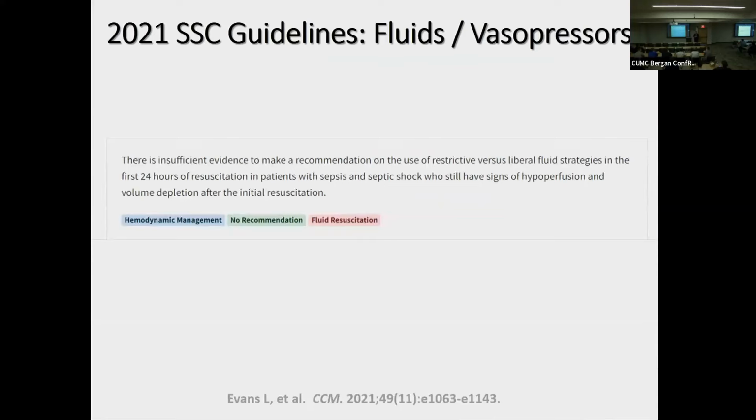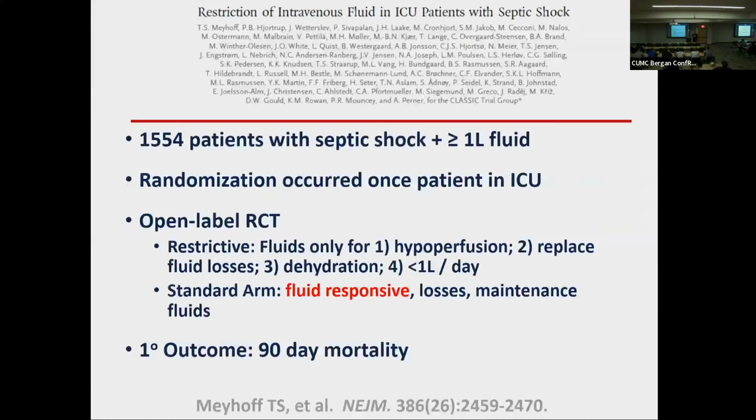And the 2021 guidelines essentially say, we don't know. We don't know whether restrictive versus liberal strategies are better, and we need more information in this realm. Fortunately, and they knew this, there were two trials that actually are informative in this area. One is CLASSIC from Northern Europe, 1,500 patients with septic shock. In order to be eligible, you had to have already gotten a liter of fluid. So it's not the same patients that Manny Rivers studied. It's a little bit later in their disease course than first presentation in the emergency department.